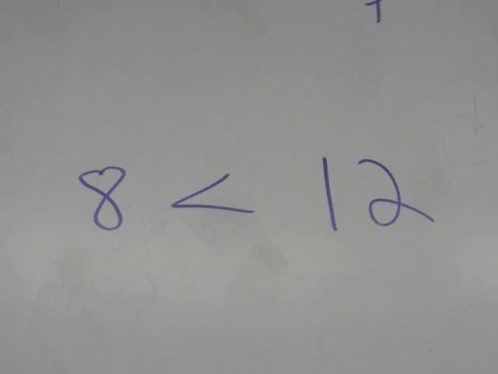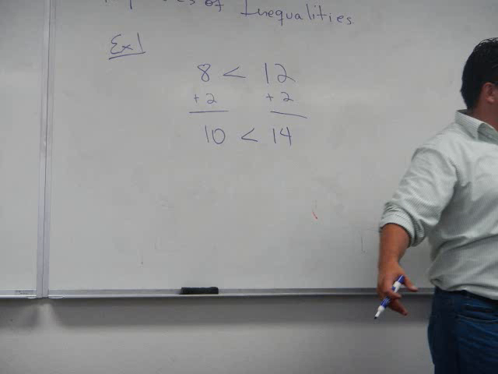Now suppose that you start with an inequality like this one, which is true. What would happen to this inequality if I add the same number to both sides? Suppose that I add 2 to both sides of the inequality. Let's see, 8 plus 2? 10. 12 plus 2? 14. How does 10 compare to 14? 10 is less. So notice that in this example, by adding the same number to an inequality, the inequality stays the same.